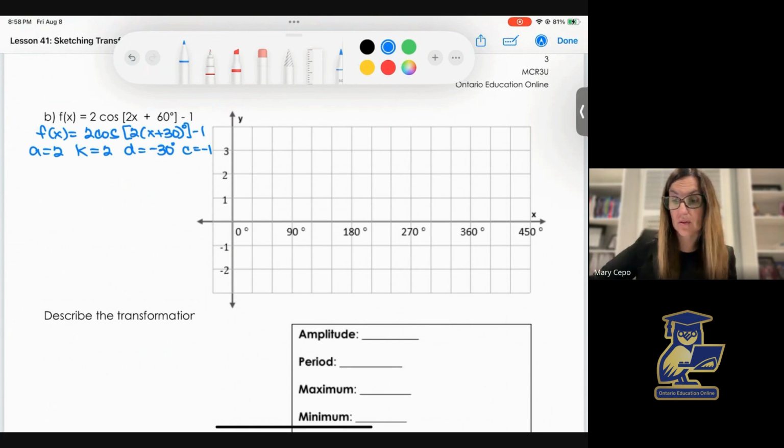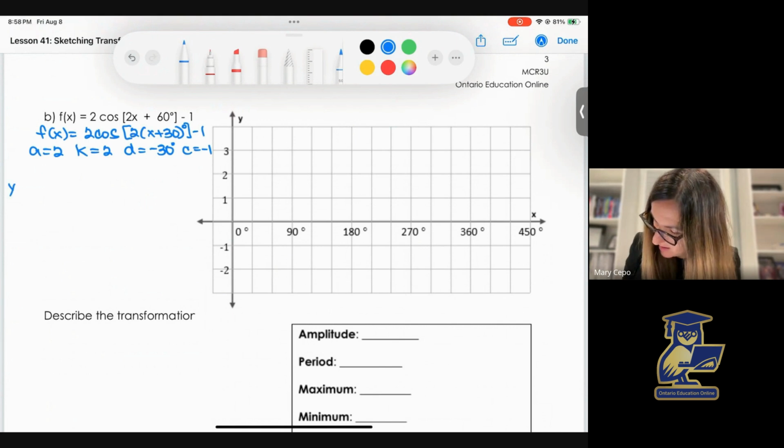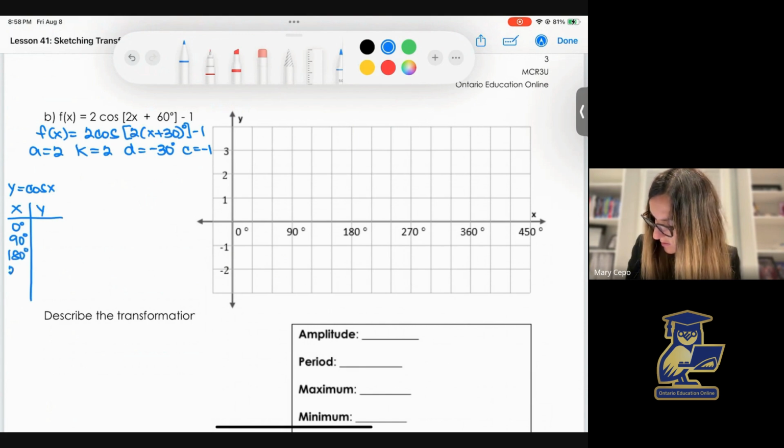Because it is the cosine function, you have to remember the key points. So y is equal to cos of x. The x values are the same, so it's 0 degrees, 90 degrees, 180, 270, and then 360. So cosine, remember, starts at its max. So it's going to be 1, 0, -1, 0, and then 1.